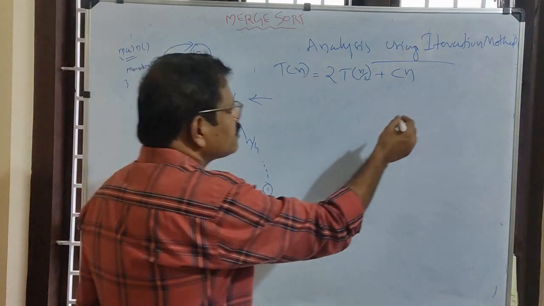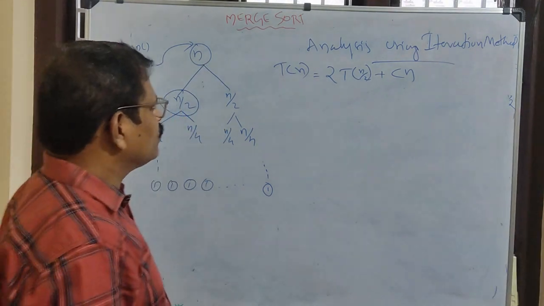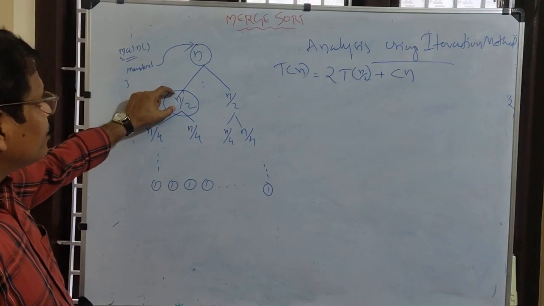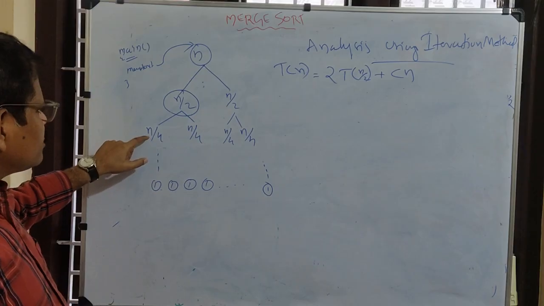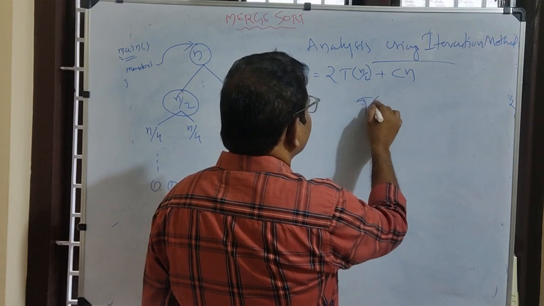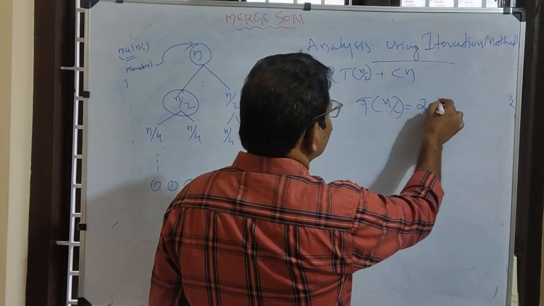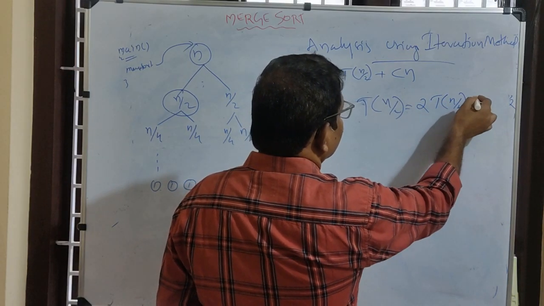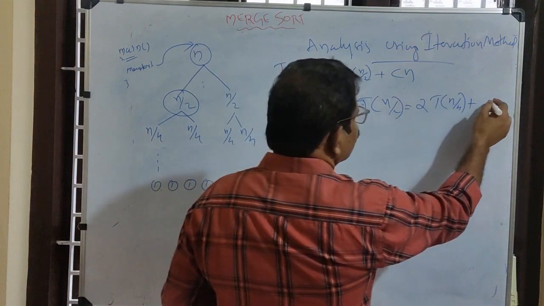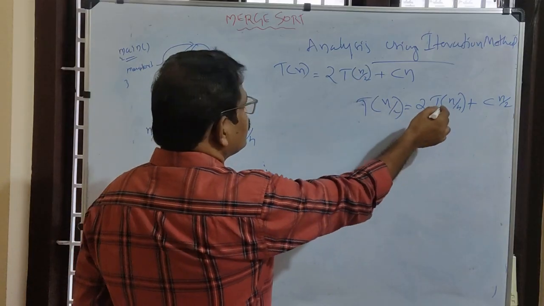Then let us think about what is T(n/2), the time to process n/2 elements. From this picture, it is very clear that each problem of size n/2 is divided into 2 problems of size n/4 each. So the cost of processing T(n/2) is equal to 2T(n/4) plus, it has to merge n/2 elements, so C n/2. We will replace T(n/2) with this equation.